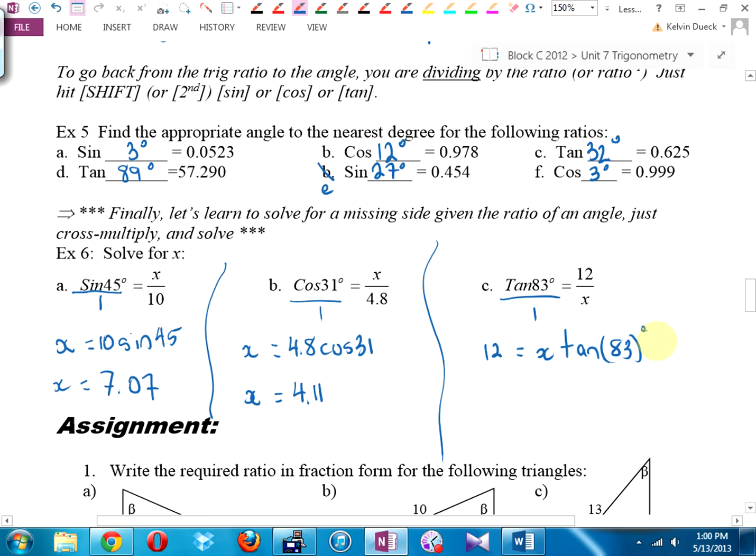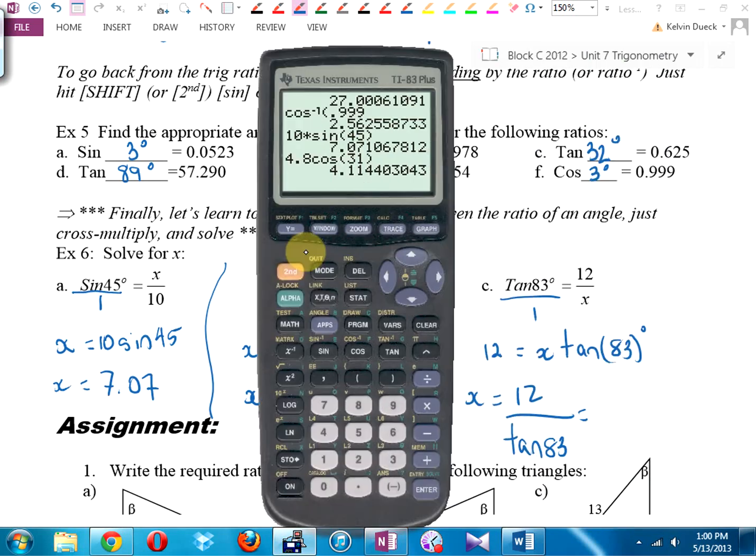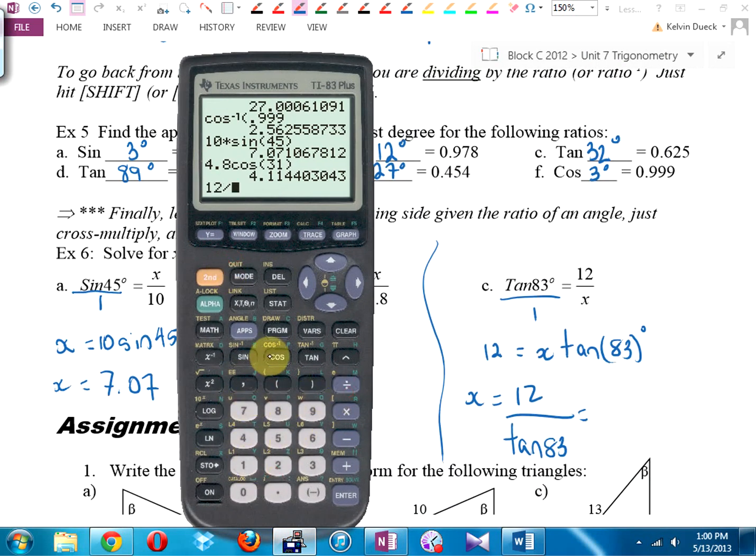And I want to get the x by itself. How would I get the x by itself, Alex, my friend? Divide by 12. Divide by 12? No, that'll move the 12 over to this side. I want to get the x by itself. What else is next to the x? Divide by tan 83. I want to divide by tan 83, because what's the tan 83 doing to the x? Multiplying. How would I move it over? Divide. I want to get the x by itself. X is going to be 12 divided by tan 83. Try that on your calculator, please. And I think you get 1.47.